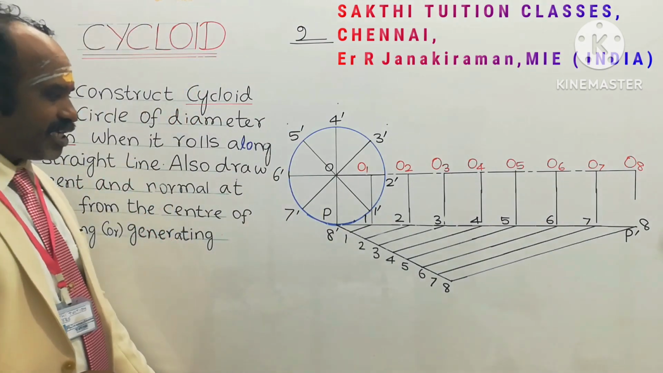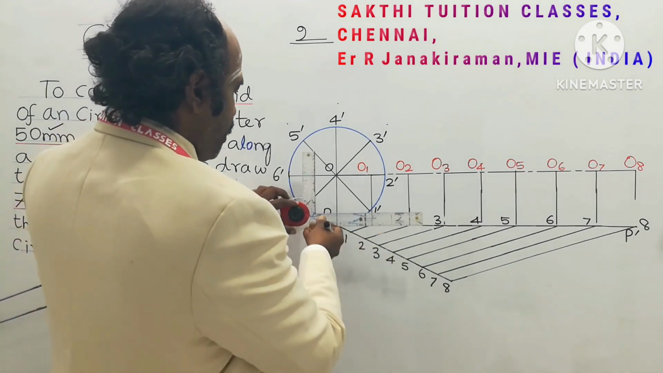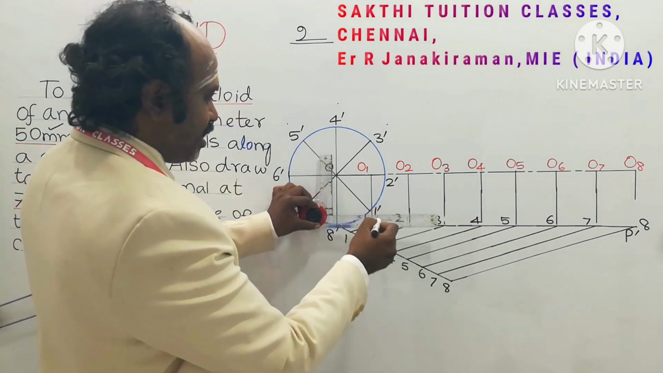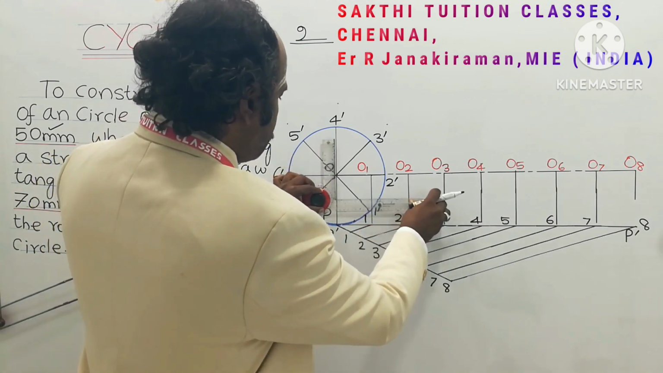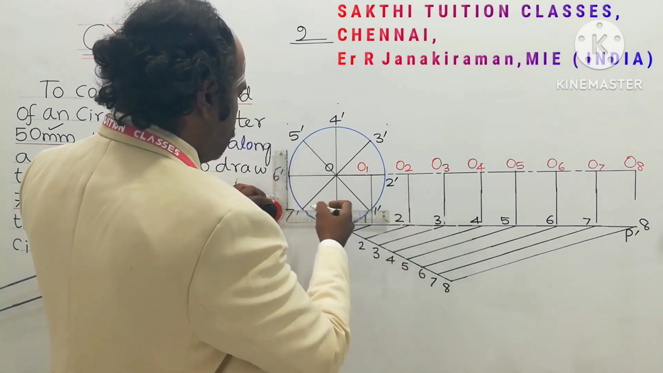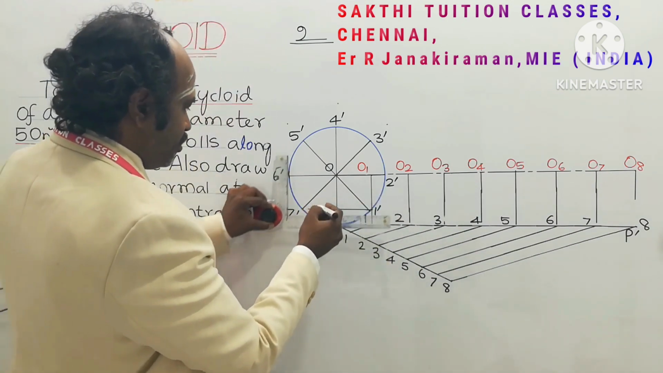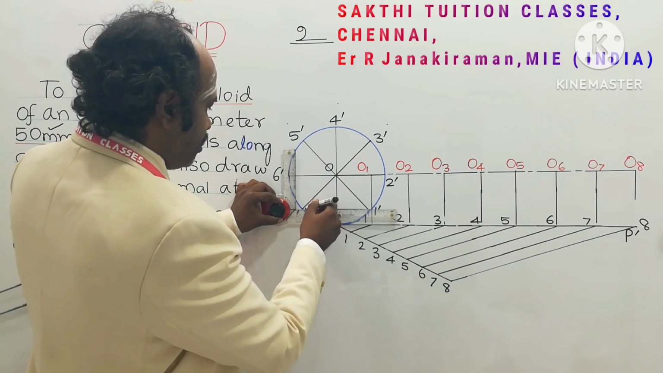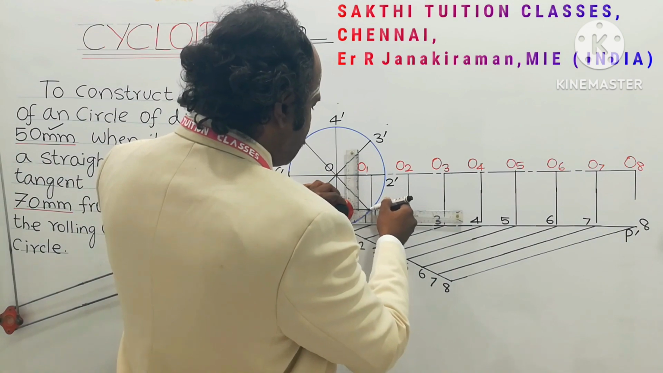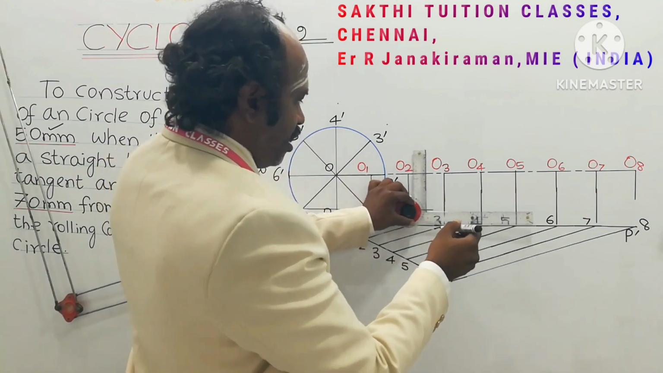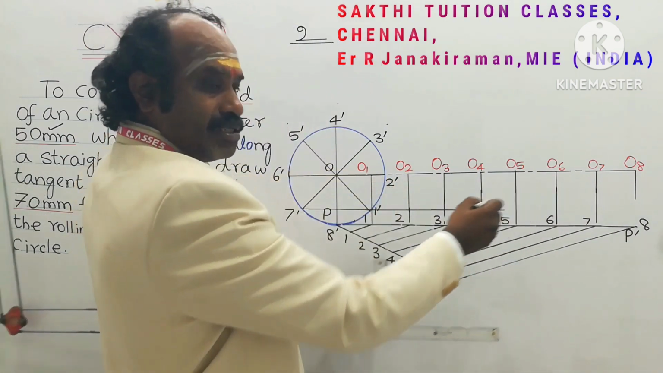Okay. Now take the drafter scale. Draw a horizontal line passing through 1 dash of the circle. This is point 1 dash of the rolling circle. So when you draw a horizontal line passing through 1 dash, it also merges with the 7 dash. Okay. So you extend that line further, parallel to the fixed straight line marked P dash.